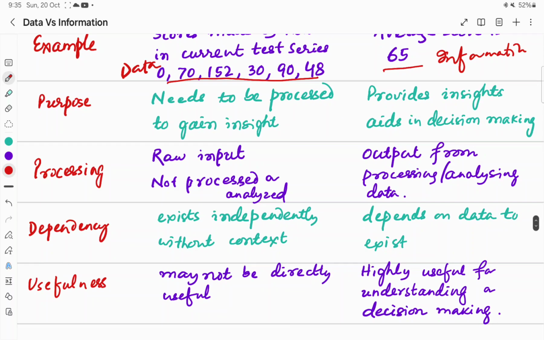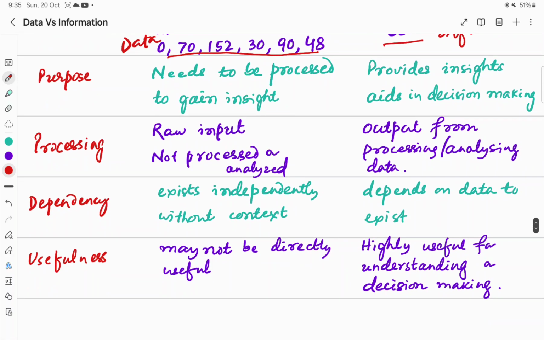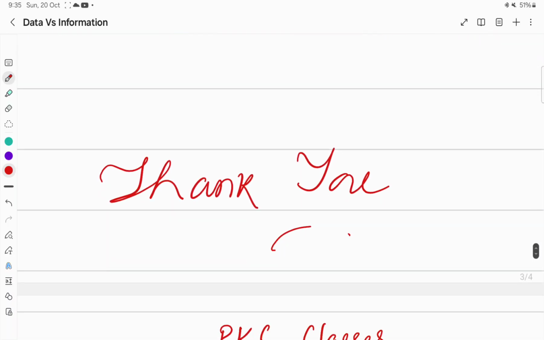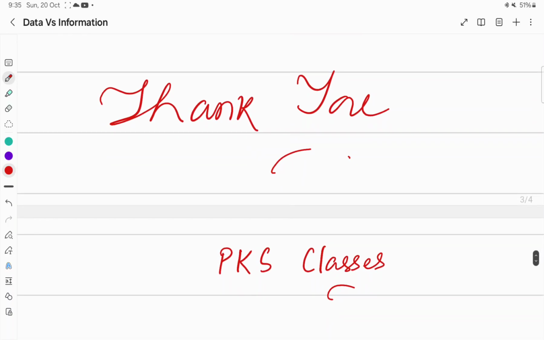Data exists independently without context. From data only we get the information, so information depends on data to exist. Data may not be directly useful. Once it is processed, it becomes information, and that information is highly useful for understanding or decision making. So this is all about the difference between data and information. Thank you.